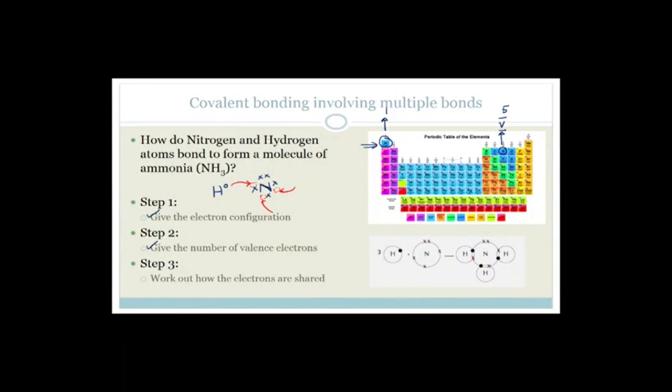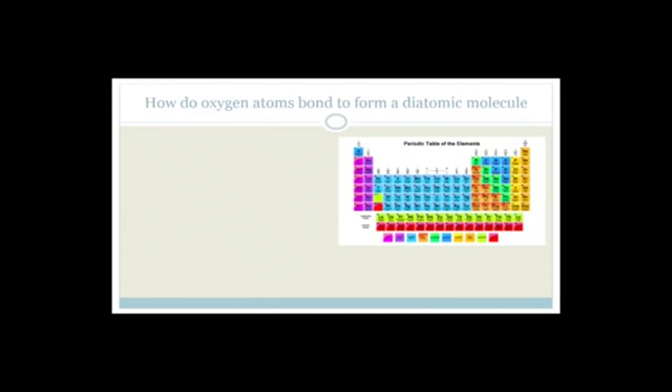So you've got one shared pair, another shared pair, and another, so this one is going to have 3 shared pairs of electrons. 1, 2, 3. Okay, everybody happy with that? Okay, now let's move on.